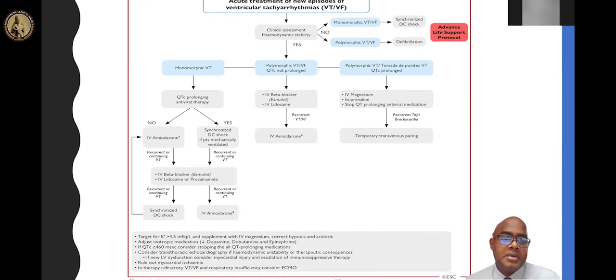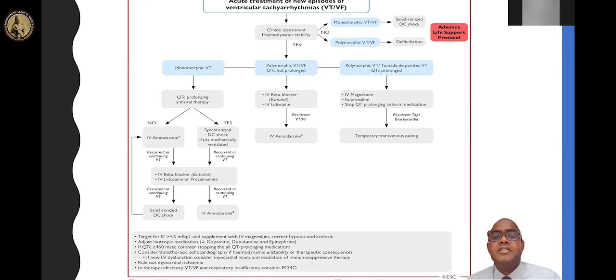evaluation to have a drug review. So we always check whether the QT is prolonged or not. In a monomorphic VT, if the QT is prolonged, you have to stop the QT prolonging drugs and convert them to IV beta blocker or IV lidocaine to control the VT. If they are hemodynamically unstable, then it's always a synchronized cardioversion shock. If the QT is normal and there is no worry about QT prolongation, IV amiodarone is a safe drug to give in even monomorphic or polymorphic VTs, right?